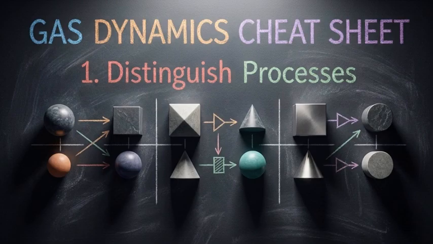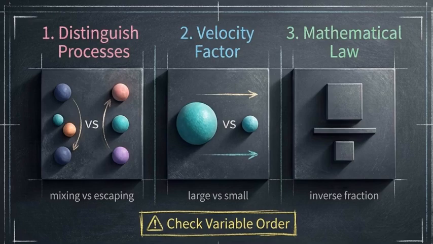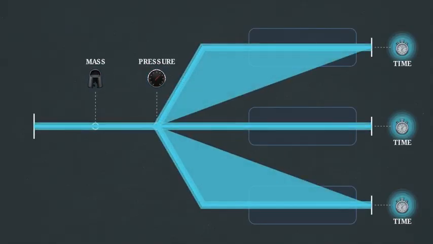Here are the 3 rules for your notes: the distinction between diffusion and effusion, the kinetic rule that light gases travel faster, and the formula that uses the inverse square root to prove it. Take a screenshot of this summary, and always remember to flip your variables when you set up your equation. Once you master the relationship between mass, pressure, and time, you can control the movement of any gas in any system.